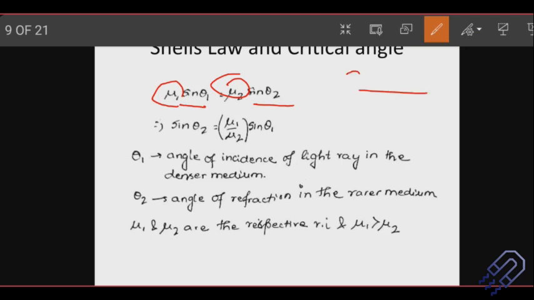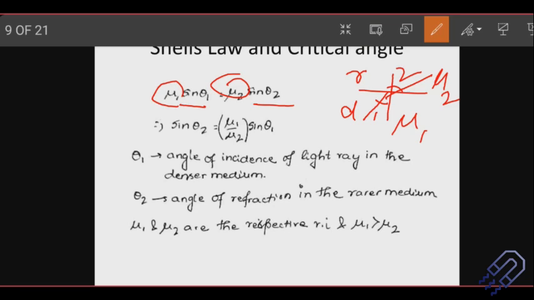So if we are considering an interface, and this is the rarer medium, this is the denser medium, and maybe this is the normal that we have. Okay. Usually what happens is that a ray of light will pass from the denser to the rarer medium, and then it will bend away from the normal. So this angle will be theta 1, and this particular angle will be theta 2. Okay. So this is something which you already know, and this is the refractive index of the first medium, and this is the refractive index of the second medium. Right. This is the law of refraction that we know.